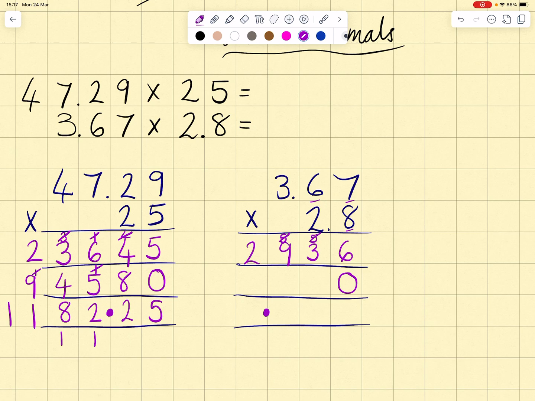On my second row, 2 times 7 is 14. 2 times 6 is 12, plus 1, 13. And 2 times 3 is 6, plus 1 is 7. Then I just need to do my adding job. 6 plus 0 is 6. 3 plus 4 is 7. 9 plus 3 is 12. And then I've got 2 plus 1 is 3. So 3 add 7 makes 10. So I should have 10.276.